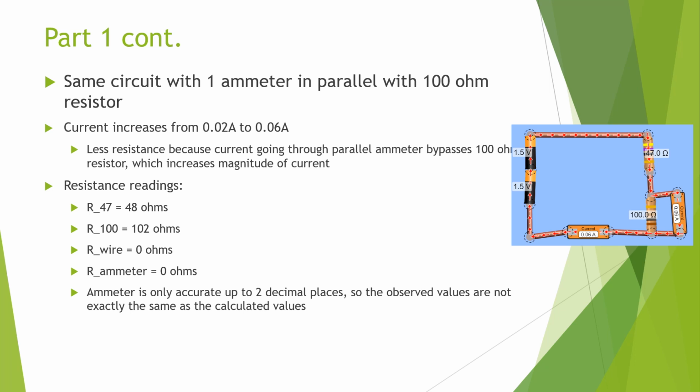Some of the resistance readings we got from the observed values: the resistance at the 47 ohm resistor ended up being slightly higher, same with the 100 ohm resistor, and this is because the ammeter is only accurate up to 2 decimal places, so the observed values were slightly higher because of that.